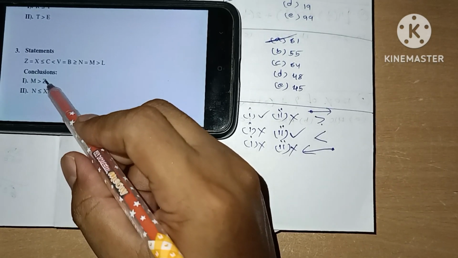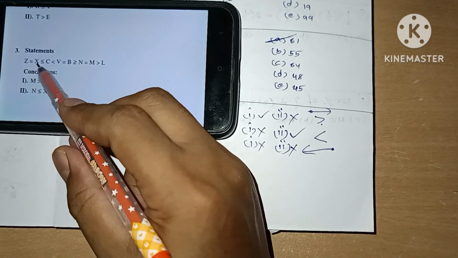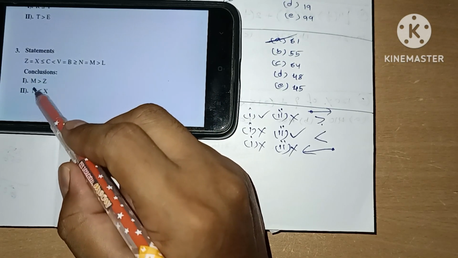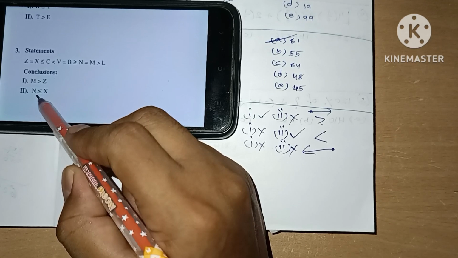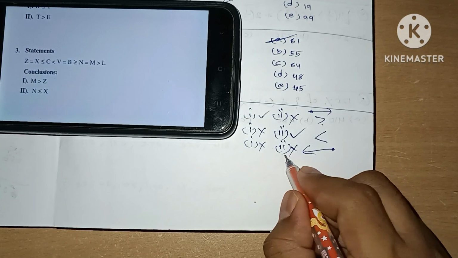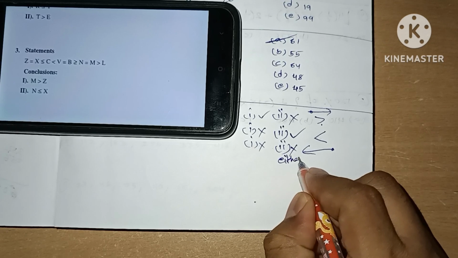Here we see Z and X are equal, M and N are also equal. So M is greater, here M is lesser, M is equal to. So all the three symbols are in between those two. So answer for this question is either 1 or 2 is the answer for this one.